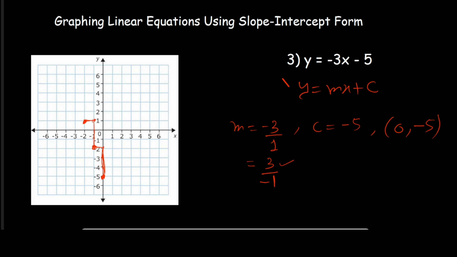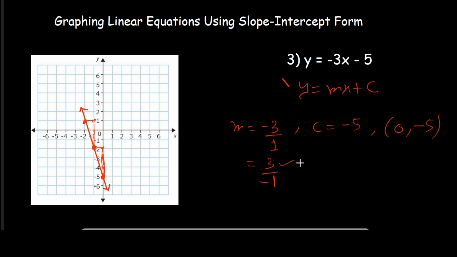Now let's connect these 3 points with a straight line and add an arrow to both sides of the line. It shows that the line goes forever. So this is the solution.